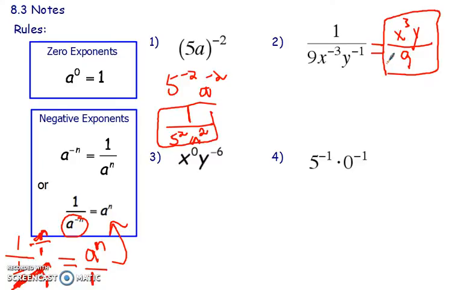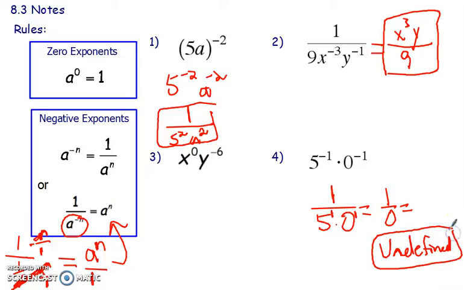Let's move directly down here. 5 to the negative 1 then is going to move to the denominator as a 5 to the first. 0 is also going to move to the denominator, 0 to the first. And again, if there's nothing left up top, that's a 1. But now wait a minute, that means this is 1 over 0. And remember, we can't divide by 0, so we call that undefined.